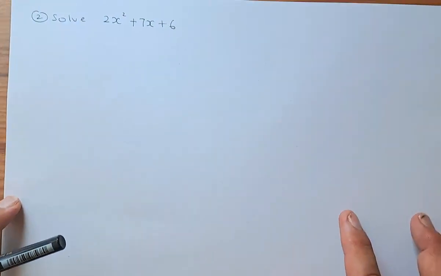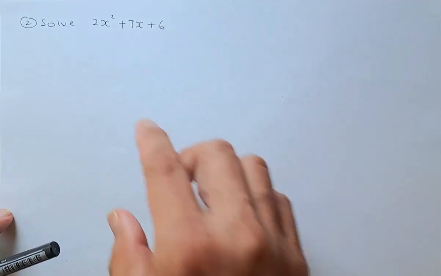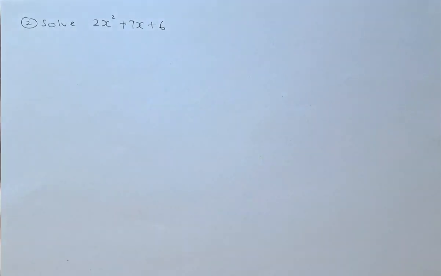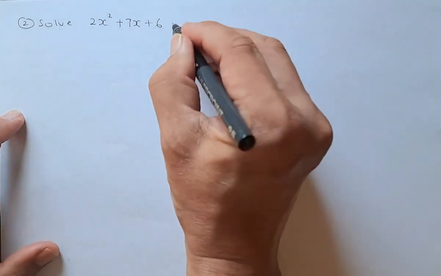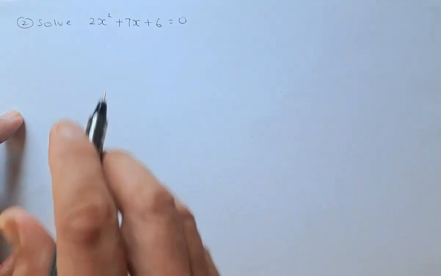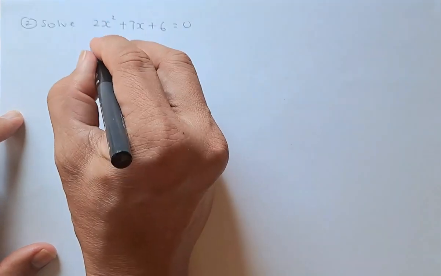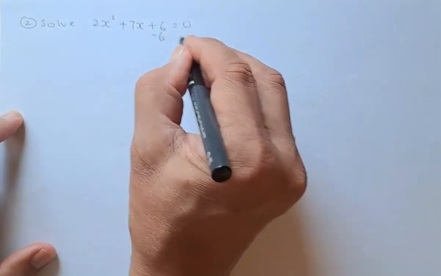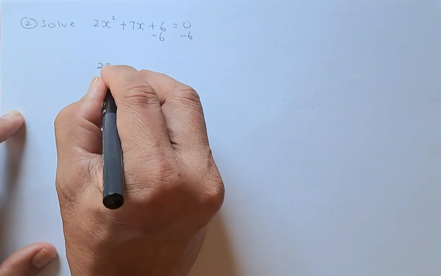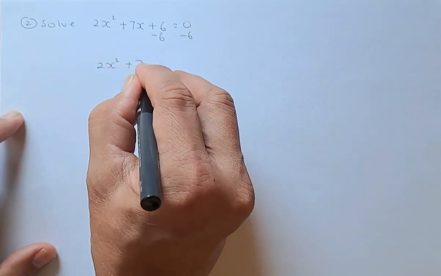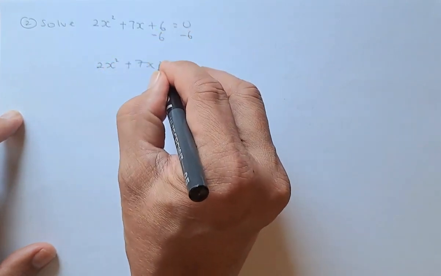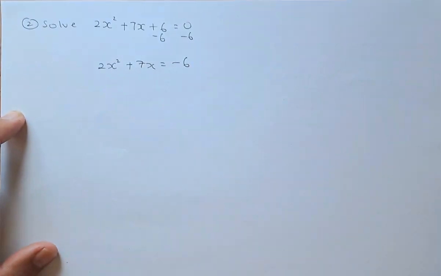Now the real one comes in. Okay, so now we are going to solve when the coefficient is no longer 1. So the first thing, as usual, put the constant on the right hand side. So what you do, you are going to minus 6 on both sides. So it will be 2x squared plus 7x, this will cancel out, equals minus 6.